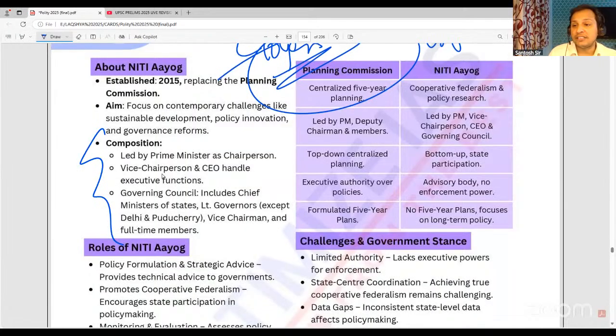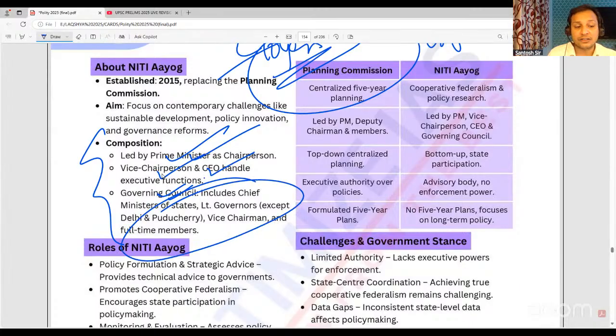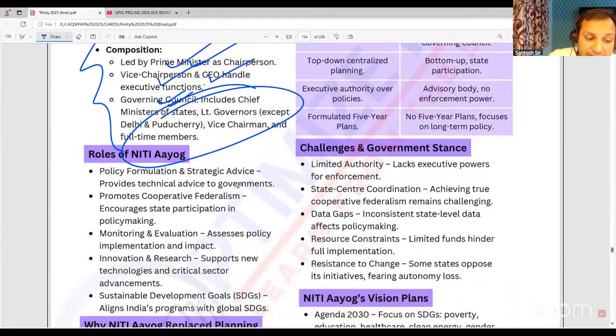The composition of NITI Aayog is basically the Prime Minister as the chairperson. Then we have a vice chairperson, then we have a CEO, then we have the Governing Council. The Governing Council consists of chief ministers and the lieutenant governors of the union territories. Very, very important. The composition of NITI Aayog is very, very important.